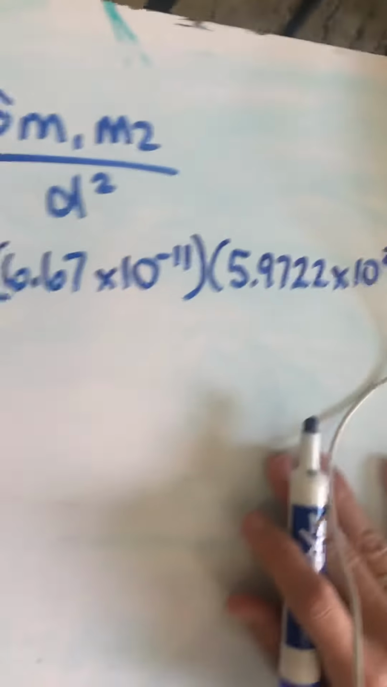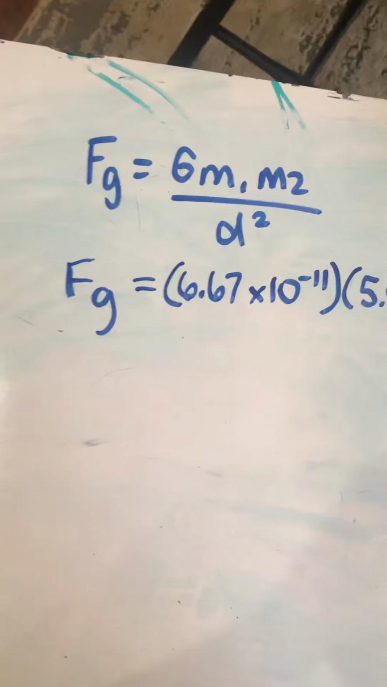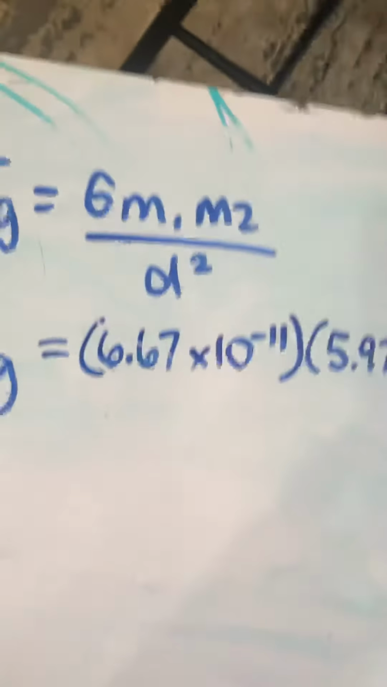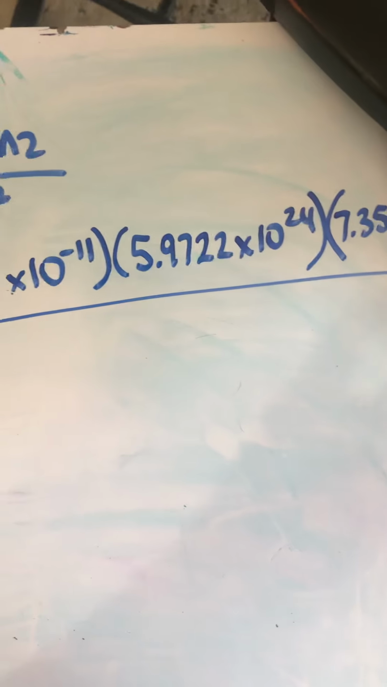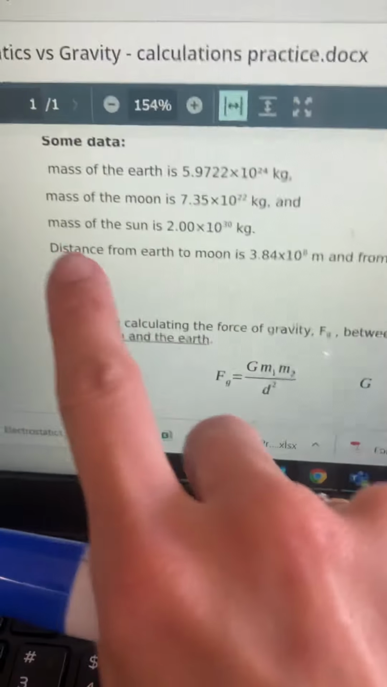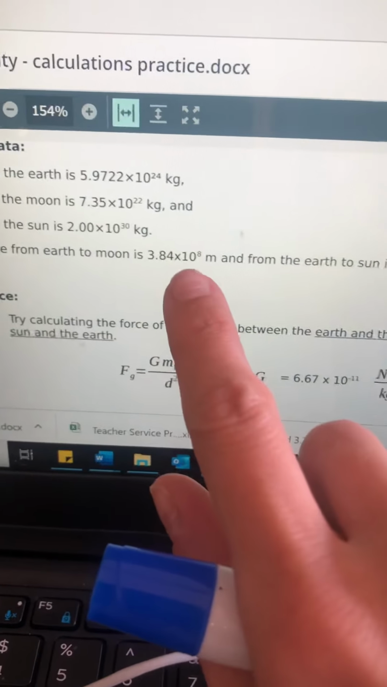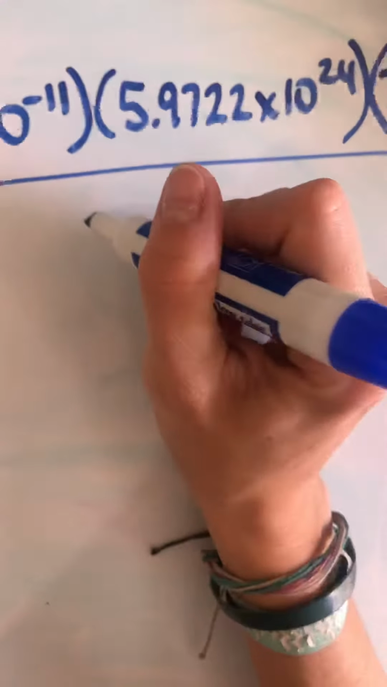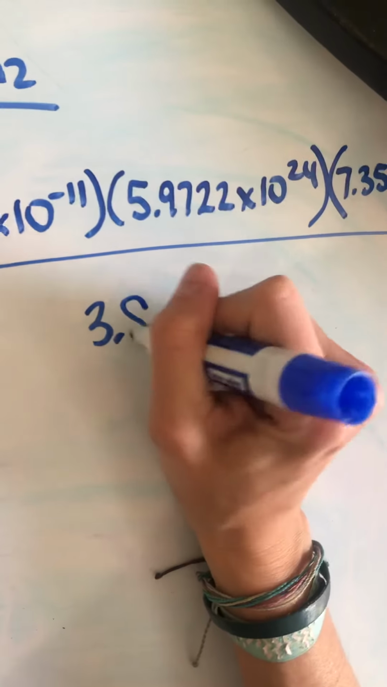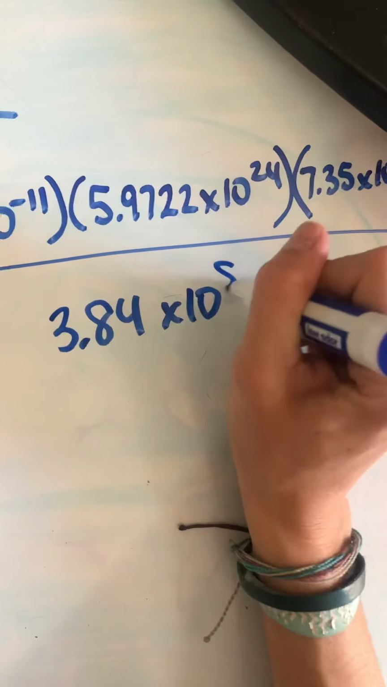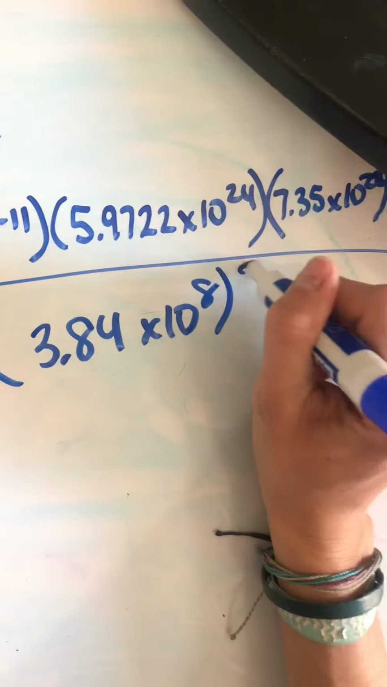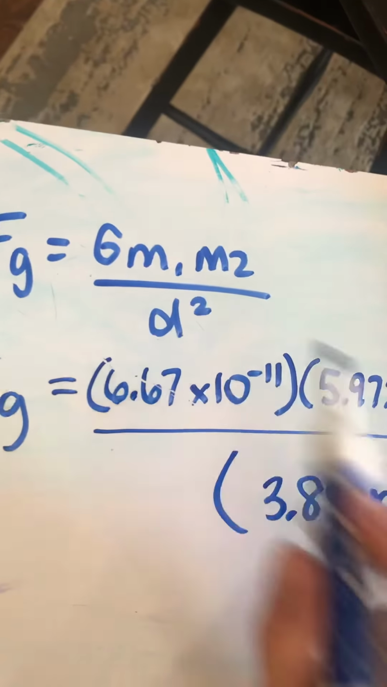Okay, so you can see I have the top of my equation written. So G, mass of the first one, mass of the second one. And then that's all gonna be divided by the distance squared, and it says that the distance from Earth to Moon is 3.84 times 10 to the 8th meters. So that's gonna go down here. 3.84 times 10 to the 8th, and that is going to be squared because it's squared in the formula.